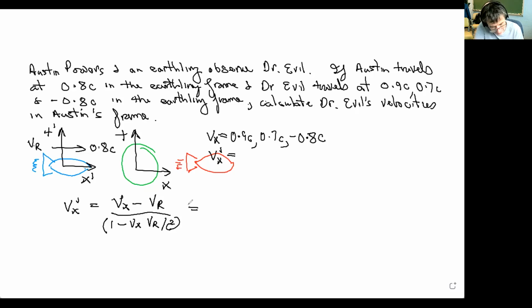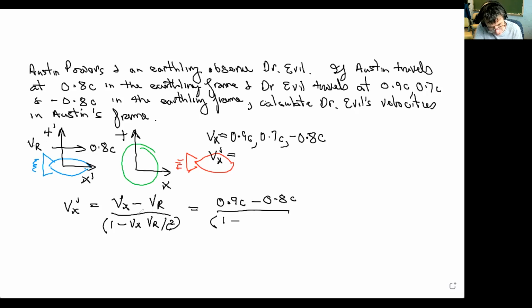So let's go ahead and fill in the numbers. In the numerator, first of all, we've got Dr. Evil's speed in the Earthling reference frame, and then we've got Austin Powers' speed in the Earthling reference frame. So that's 0.9c minus 0.8c. And then in the denominator, we've got 1 minus this new piece that vanishes if the speeds are small compared to the speed of light.